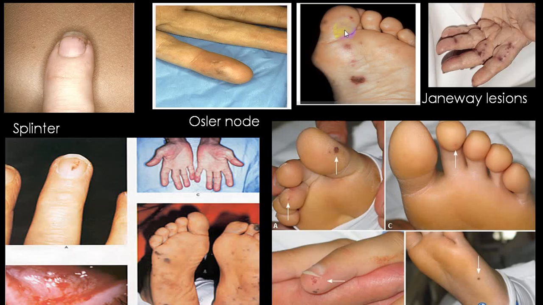Again, multiple diagrams are there. Splinter hemorrhages, conjunctival hemorrhage. This will be Janeway's nodes. These are Osler's nodes. These are Janeway's nodes. This is Osler's. This is Janeway. These are Osler's nodes.